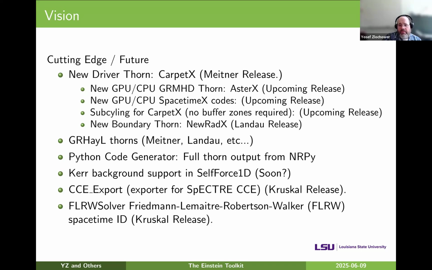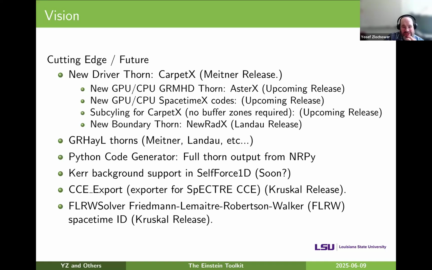There's a new algorithm for CarpetX that handles subcycling. If you've worked with the Einstein Toolkit before, you may know about buffer zones, which is the way that Carpet handles AMR refinement boundaries. It suffers from the fact that it introduces a lower order accuracy error and an inefficiency due to increasing the number of points required. So in CarpetX, there is a new algorithm for doing subcycling, which does not reduce the order of accuracy and doesn't require these extra buffer zones.